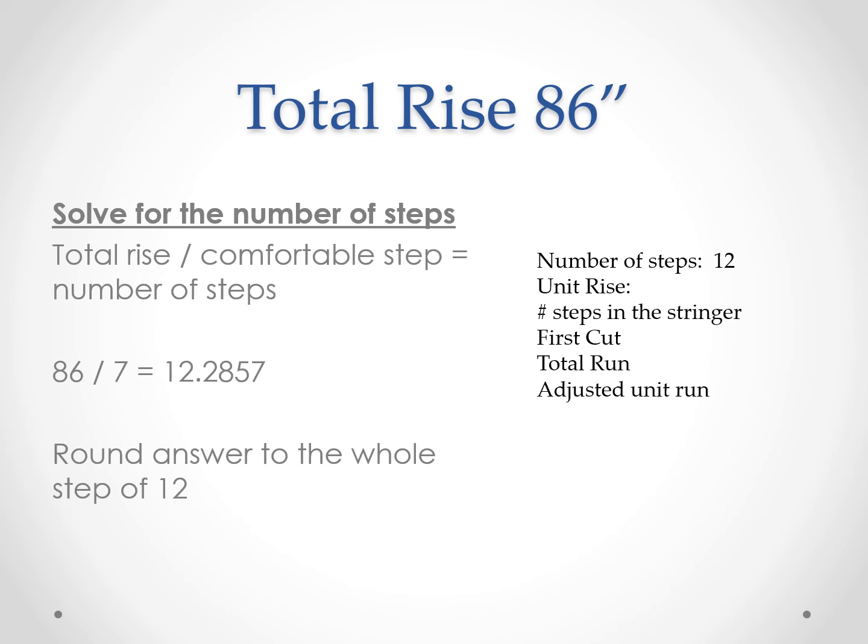Okay, for this example, we're going to use a total rise of 86 inches. We're going to solve for the following things: number of steps, unit rise, number of steps in the stringer, first cut, total run, and adjusted unit run.